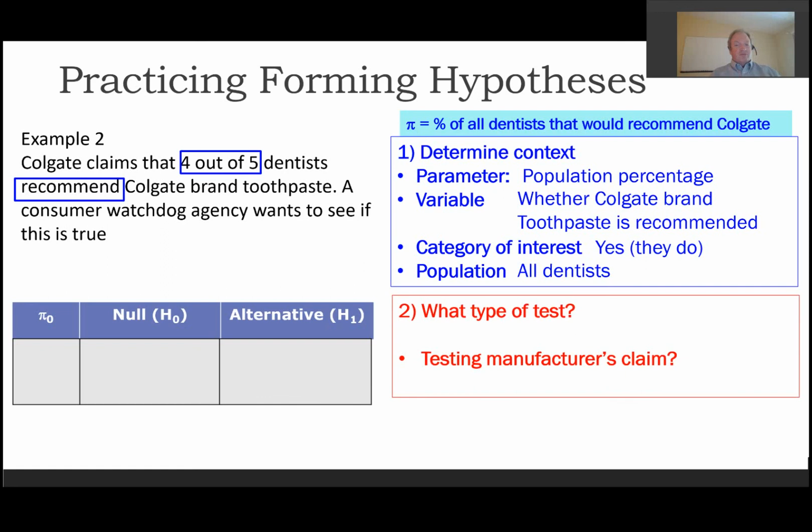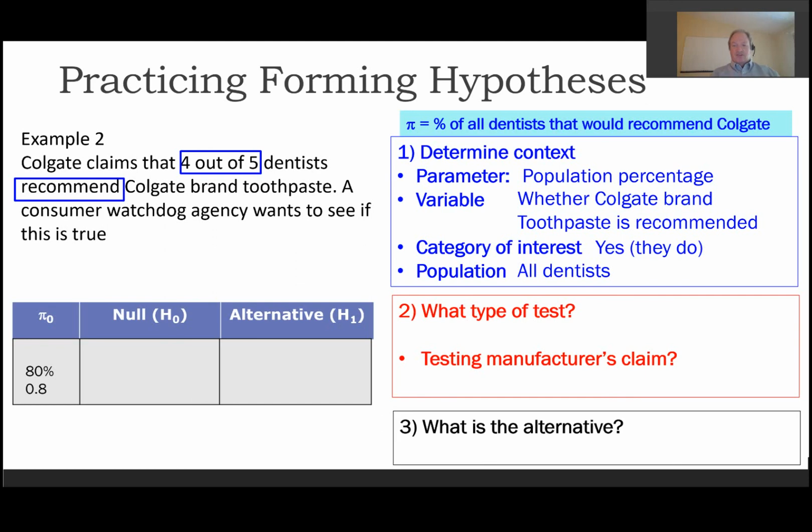Okay, what sort of test are we doing? So it's pretty clear that we're testing a manufacturer's claim, right? We're not testing to see if a change occurred or if a population had a certain property. What is the alternative? What are we trying to prove? So the watchdog agency is testing to see if it's true. And again, whenever we're testing a claim, the alternative is always against the manufacturer.